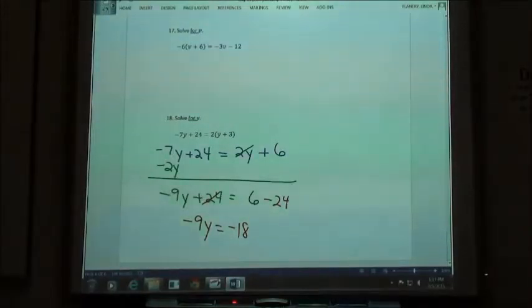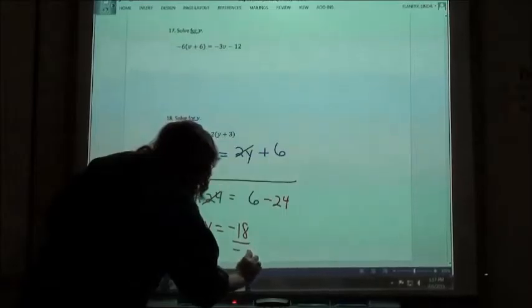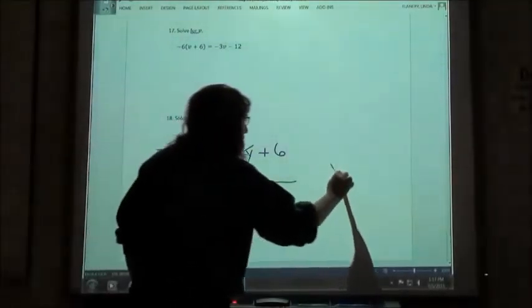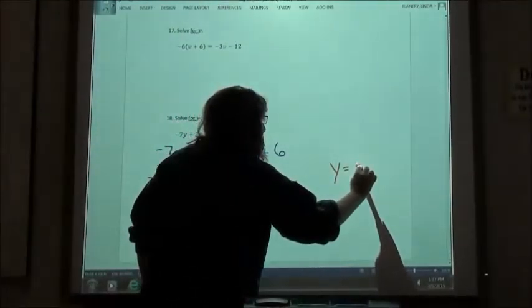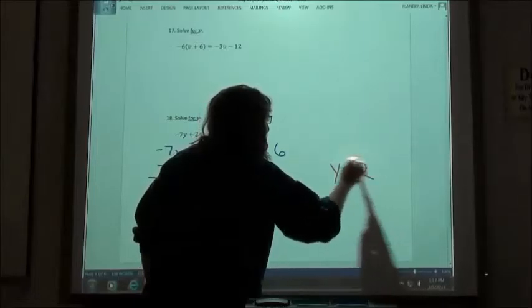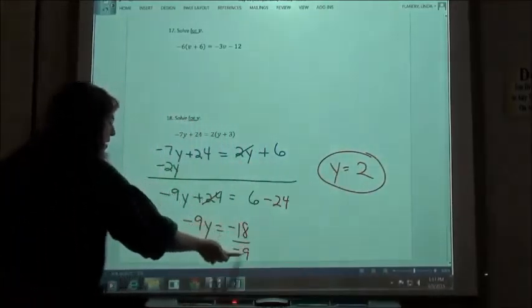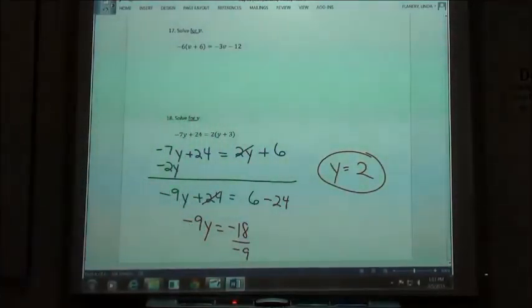And then my last step, divide by my negative 9. Y is going to equal 2. Negative divided by a negative makes that a positive 2.